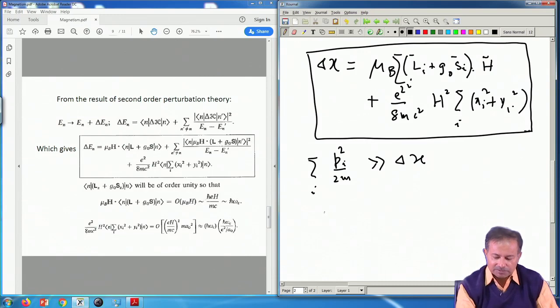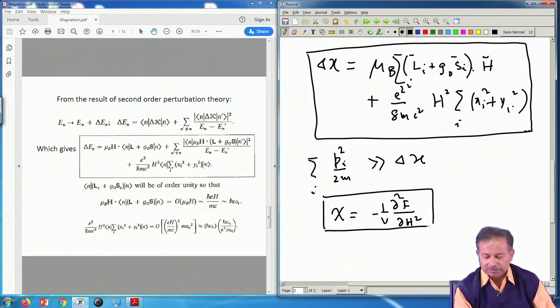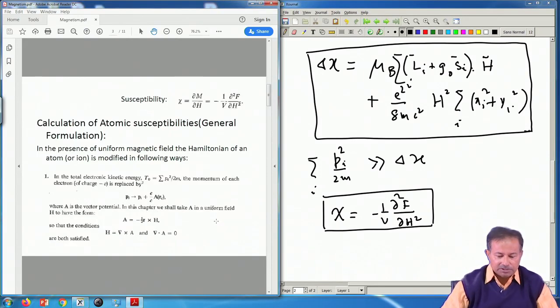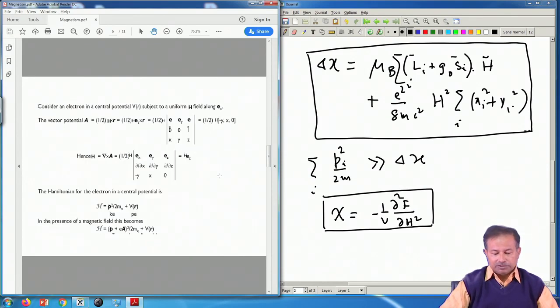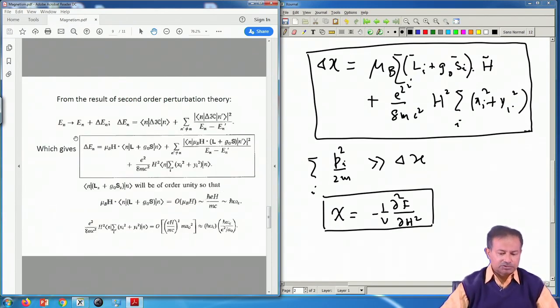Remember that your susceptibility was minus 1 by V del squared F by del H squared. To calculate susceptibility, you at least need up to second order. Remember this formula, that chi is minus 1 by V del squared F by del H squared, and then of course, you need up to second order in H. So, that way you can actually calculate the susceptibility. That is exactly what is shown here.